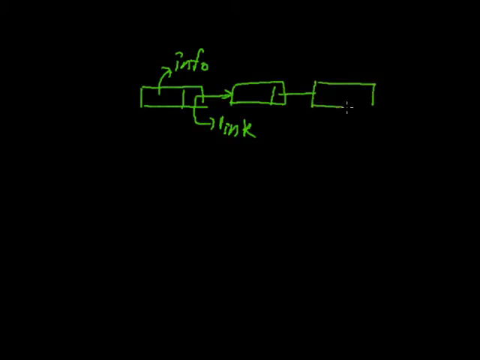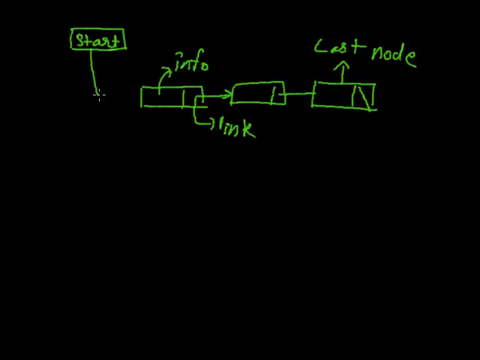If the address part is null, it means this node is not pointing to some other node. Means the link part of this node is not pointing to some other node, which means this is the last node. Now the pointer which points to the first node is called the start node. So this is our singly linked list.